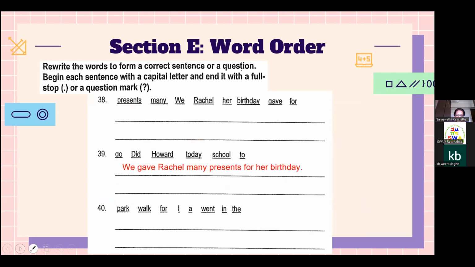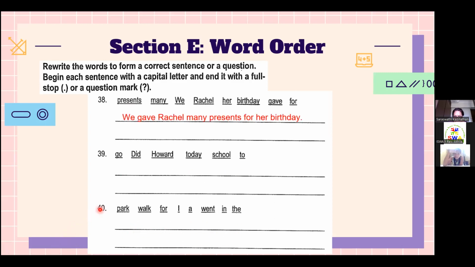Let's check. Gave Rachel many presents for her birthday. Well done. Good job. All right. Who would like to try 39? Teacher, can I? Yes, and who's that? Teacher, I'm Devni. Okay, Devni, I am so proud of you that you are trying. But shall we give somebody else a chance? Then we come back to you on another question. Is that okay with you? Thank you. Teacher, can I tell? I'm Dhanuti. Okay, Dhanuti, go.